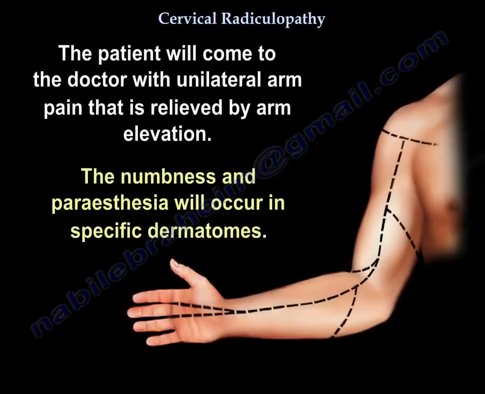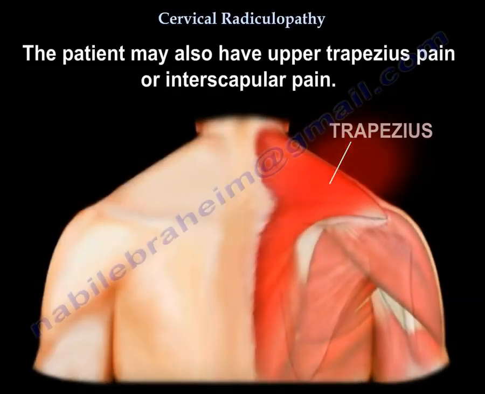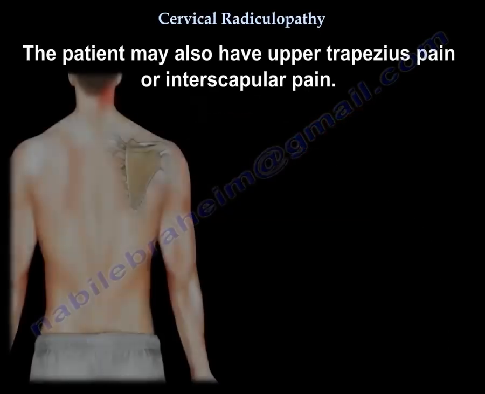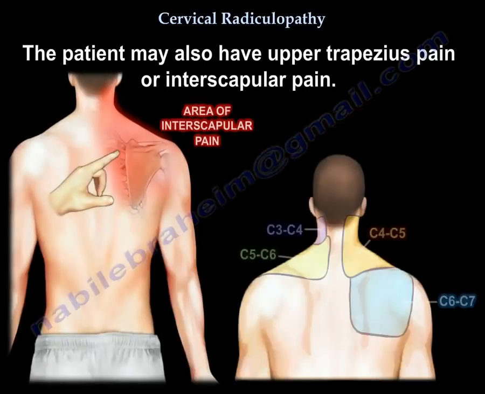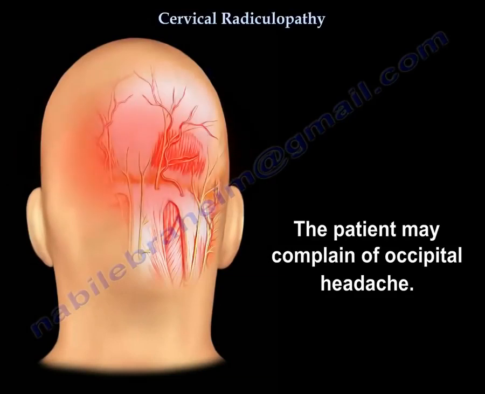So the patient will come to you with unilateral arm pain relieved by arm elevation, and the numbness and the paresthesia will be in specific dermatomes. Patient may also have an upper trapezius pain or interscapular pain. The patient may complain of occipital headache.